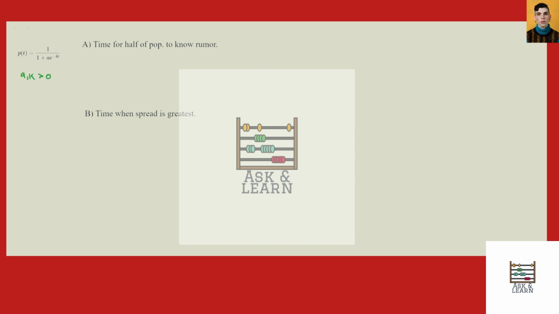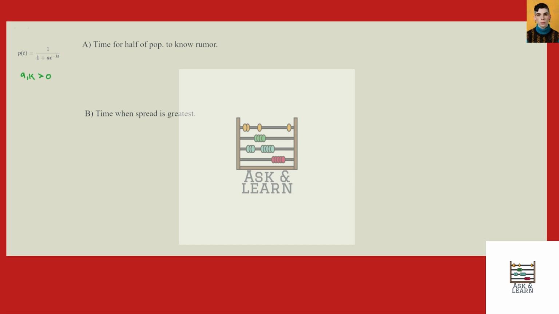We're given that a model P of t is equal to 1 over 1 plus a e to the negative kt will tell us the proportion of a population that will know of a rumor at a time t, and where a and k are positive constants. What we want to do is first find out when half of the population will have heard of this rumor, and then we also want to determine when is the spread of the rumor at its greatest. And then after that, we want to use that to sketch our function.